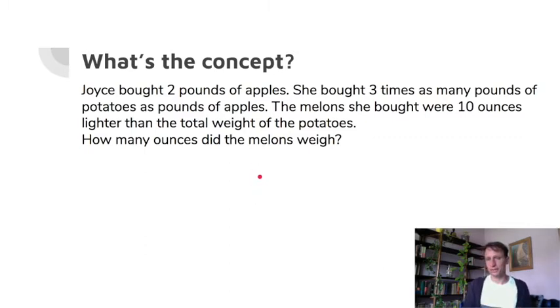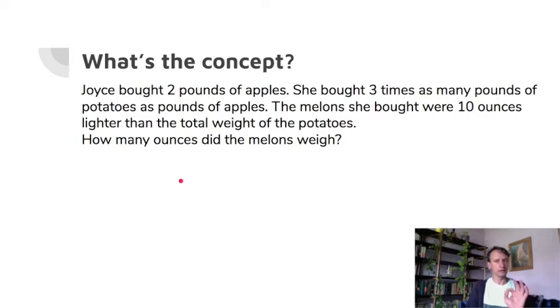This is one where you also have to read carefully, and you can know as you get along they get a little tougher and that there are more steps. We have to think a bit more. So we are starting off with Joyce and her 2 pounds of apples, which she bought. Then she bought 3 times as many pounds of potatoes as she had purchased pounds of apples. Okay. So, we got 2 pounds of apples and then 3 times as much for the taters. The melons she bought were 10 ounces lighter than the total weight of the potatoes. So we do want to find out the weight of the melons, but note that we want that answer in ounces, not pounds and ounces or just pounds or something, but in ounces.